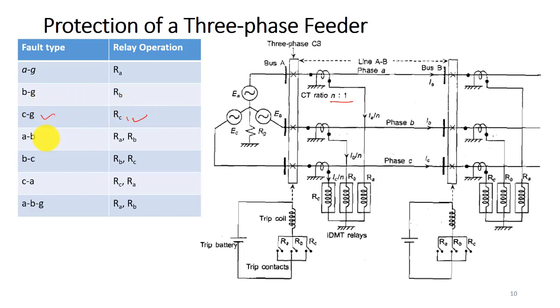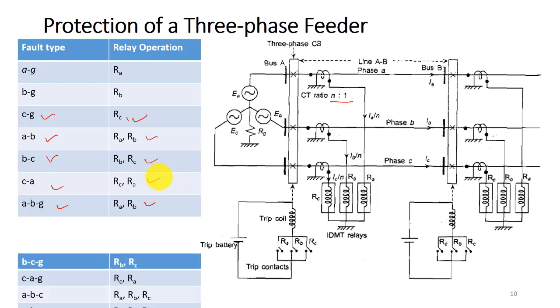For AB fault, that is line to line fault, both RA and RB will operate. And for B to C, RB and RC will operate. For C to A, RC and RA will operate. Similarly, for fault A, B and G, your RA and RB will operate, not the other relays, right? So that will also trip the circuit breakers accordingly.